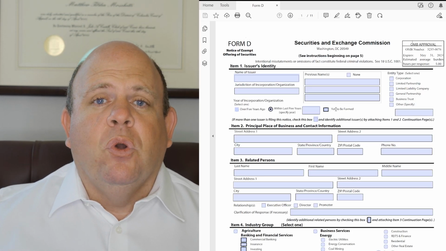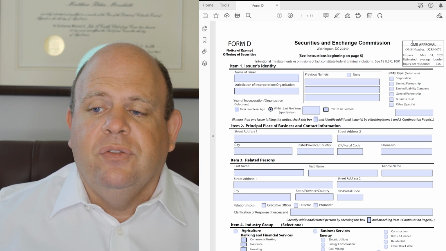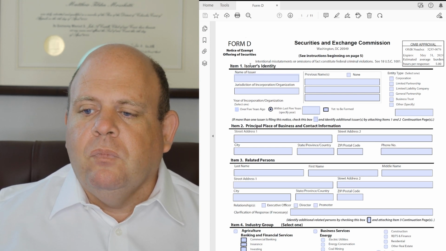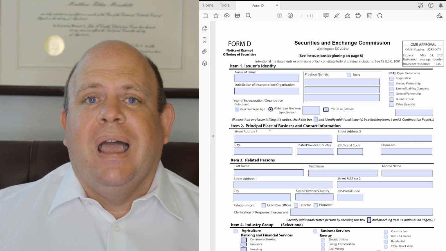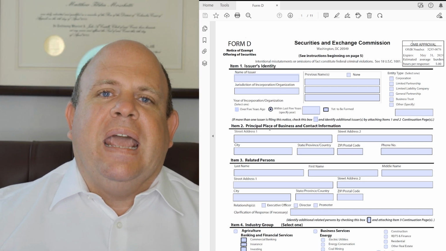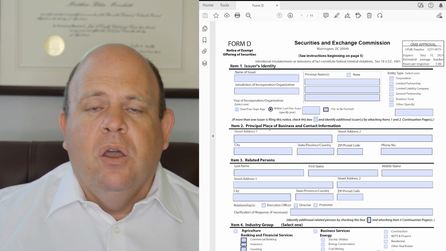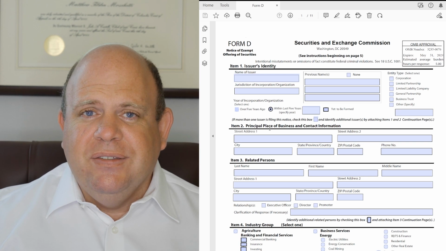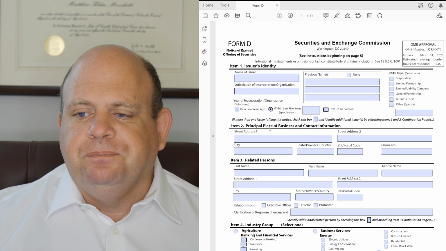It's helpful to have the form in front of us so we know exactly what we're talking about. So you can see here, this is indeed Form D, Securities and Exchange Commission. Item 1 is the issuer's identity. What the issuer identity is, what is that entity that's ultimately filing this security with the SEC? So this isn't the sponsor information. This is the investment entity's information.